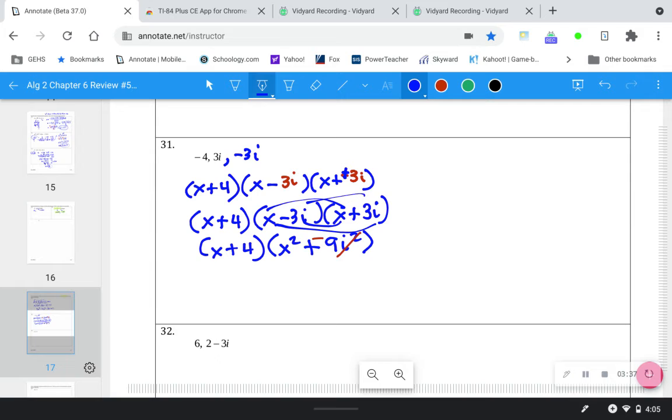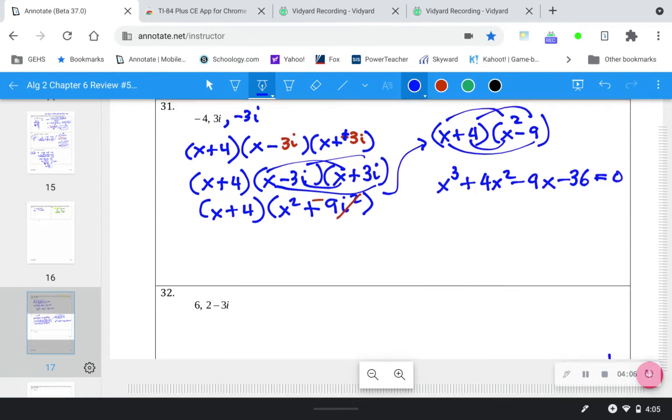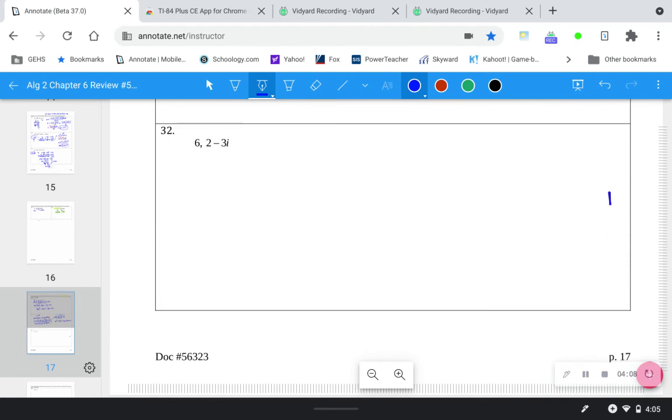So now let me clean it up and get myself some room up here. x plus 4 times x squared minus 9. And we'll start by first times first, getting x cubed there. Inside plus 4x squared. Outside minus 9x. And finally, last times last, minus 36. You want to set that equal to 0 to finish it. Okay, that one's done, and we got one more to do here.